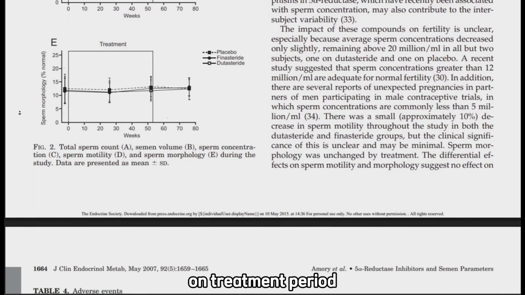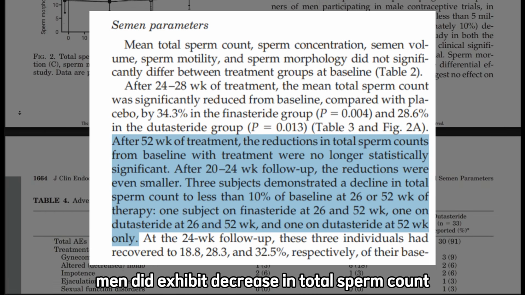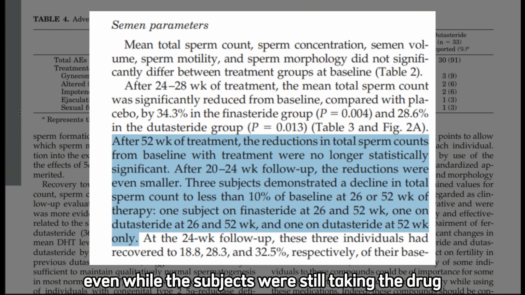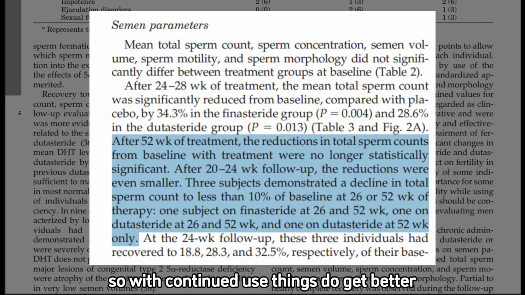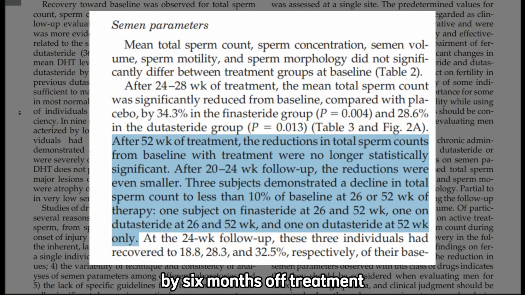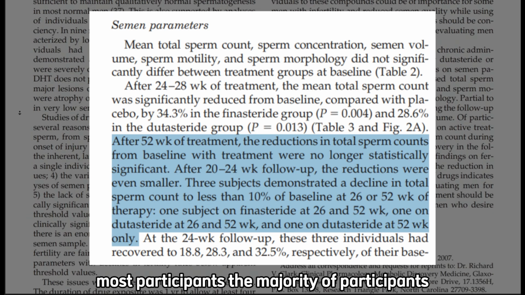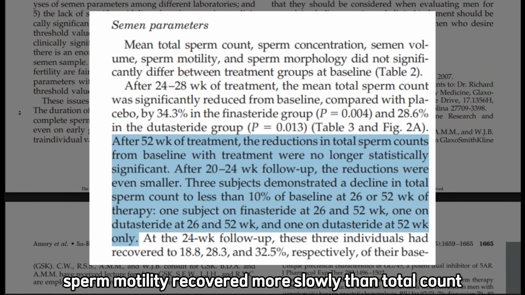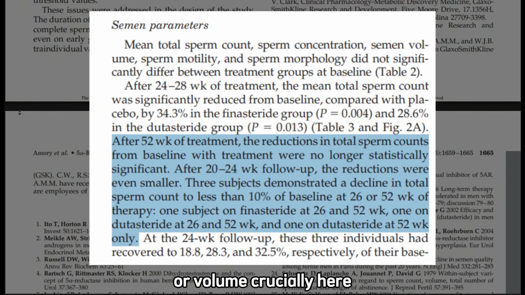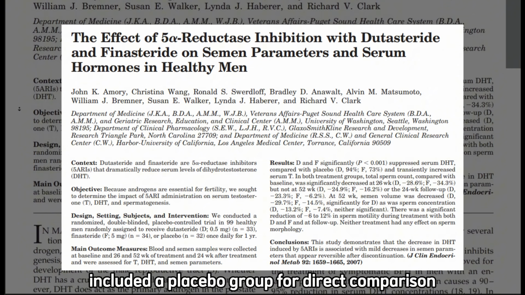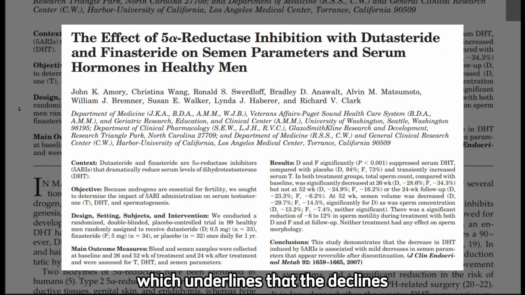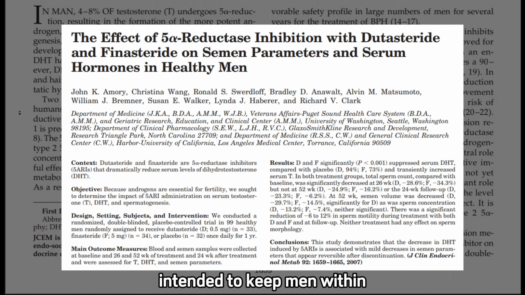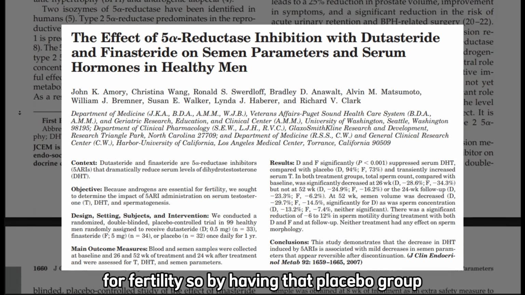During the 52-week on-treatment period, men did exhibit decreases in total sperm count, motility, and semen volume, but these values improved over time, sometimes even while the subjects were still taking the drug. So with continued use, things do get better. By 6 months off treatment, the majority of participants saw most of their parameters rebound further, although sperm motility recovered more slowly than total count or volume. Crucially here, Amory et al. included a placebo group for direct comparison, which underlines that the declines, though they were statistically significant, right? That word again, right, guys? It tended to keep men within or close to normal reference ranges for fertility.